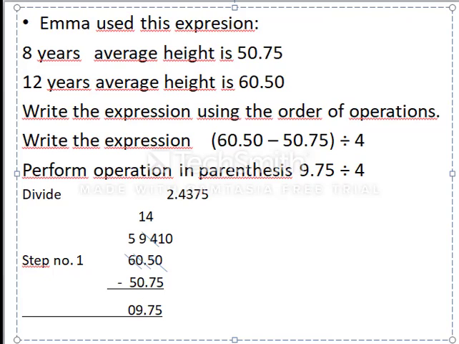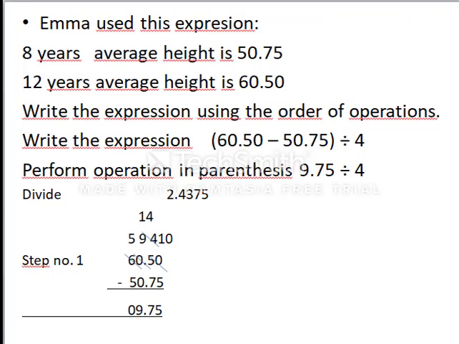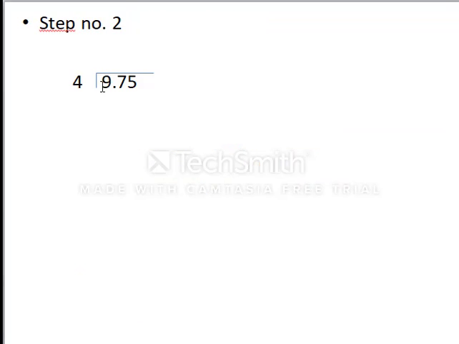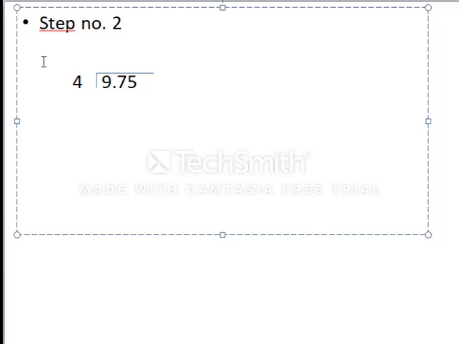Okay, let's continue. On the next page, we are going to divide the answer 9.75 by the number 4. 9.75 is the inches that you grow in 4 years. Now, you want to know how many inches you grow year by year. So, we are going to divide first.